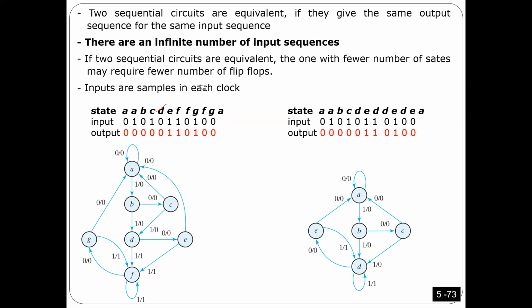Wait a second. How big is the input? Because you told us the input is only 1 bit. Yes, it is 1 bit, but it's like a sequence. It's a sequence. So look here.